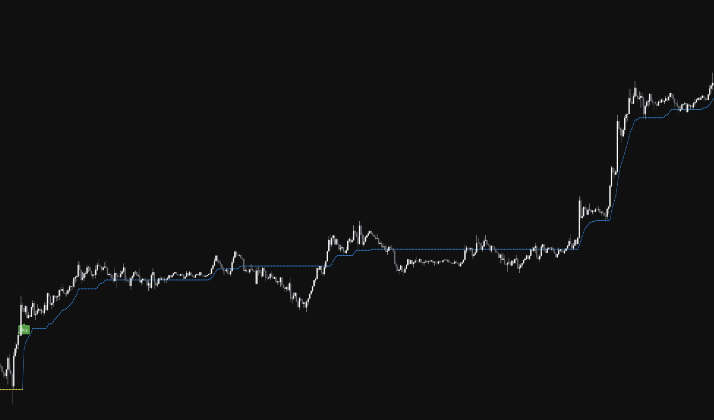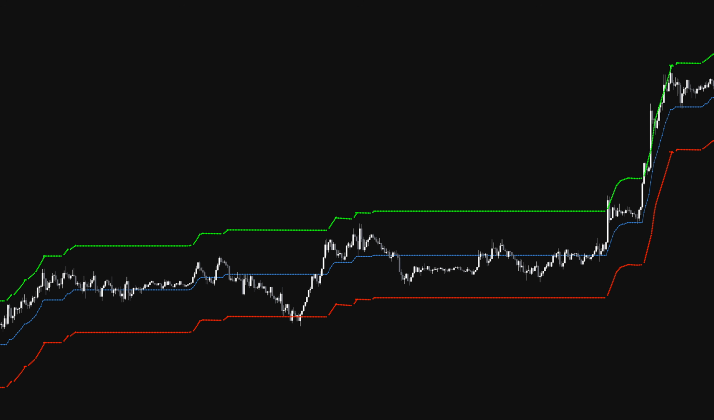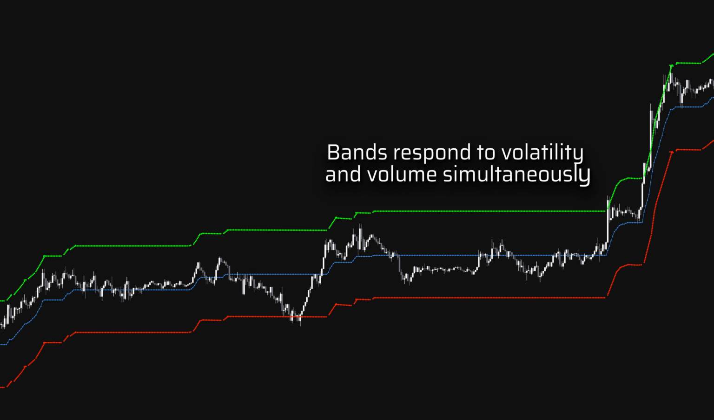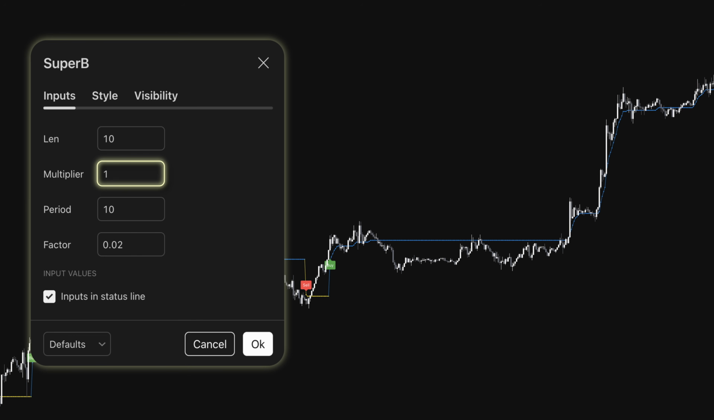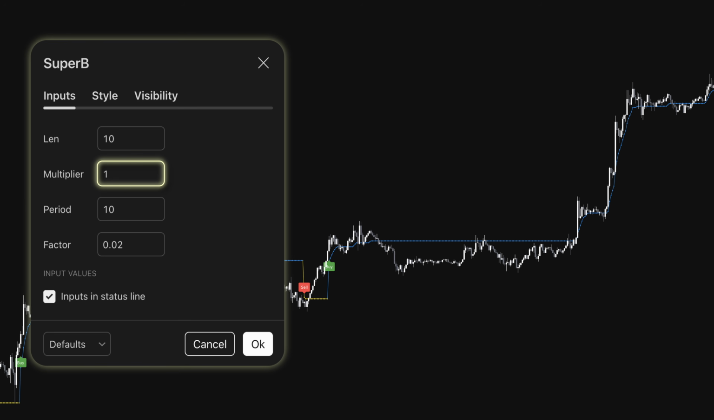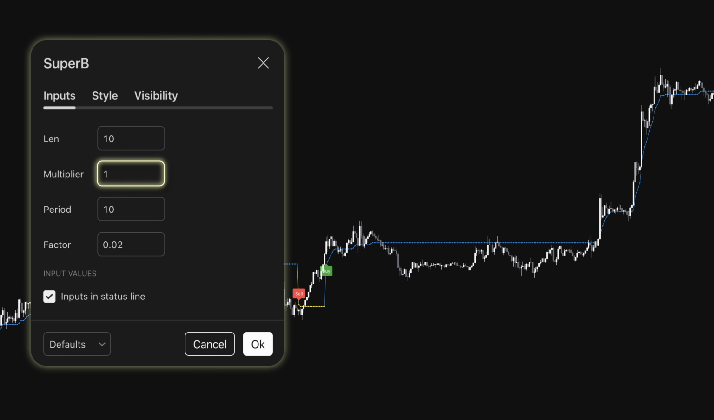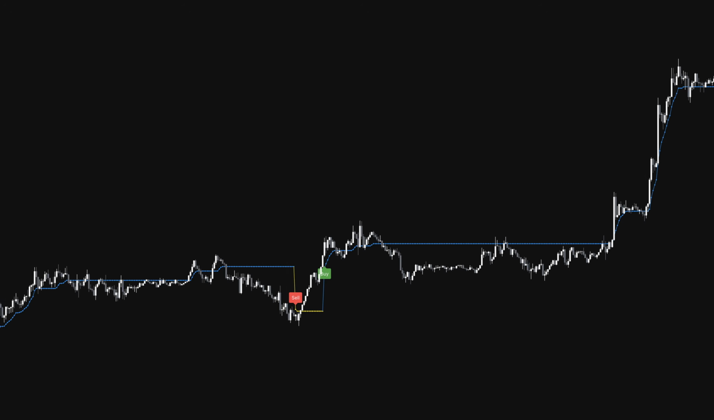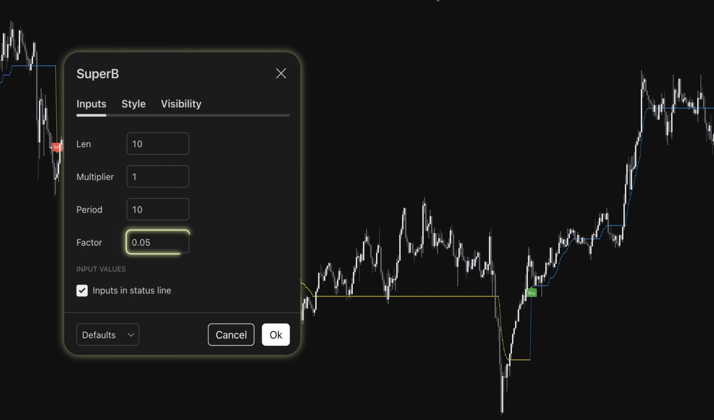The supertrend component constructs upper and lower bands using ATR multiples around the volume-adjusted price projection rather than raw price data. This creates bands that respond to both volatility and volume characteristics simultaneously. The default multiplier of 1.0 produces relatively tight bands compared to traditional supertrend implementations that typically use 2.0 to 3.0 factors. The adaptive trend logic introduces percentage-based hysteresis through a factor input with a default of 5%.